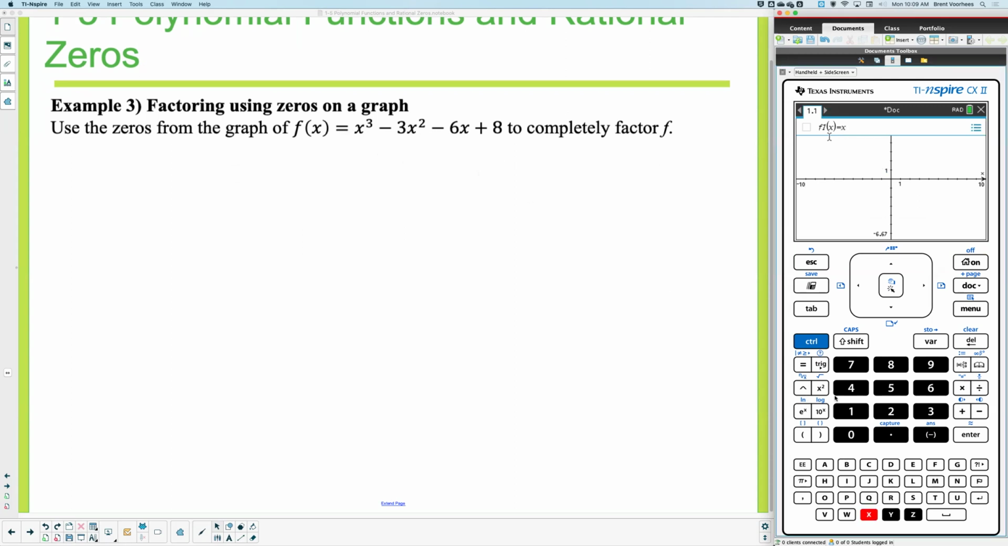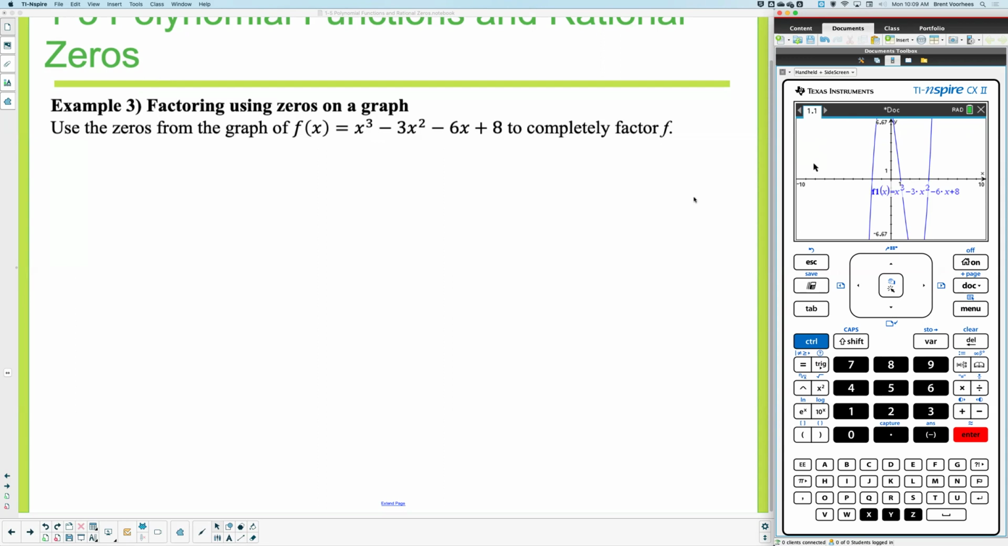X cubed minus 3x squared minus 6x plus 8. Now, after you graph, this is one we should not zoom fit. Absolutely should not zoom fit. Can anybody remember why we don't use zoom fit here? Was there a restriction here? Is there a restriction on this? Remember how we did restrictions last class?